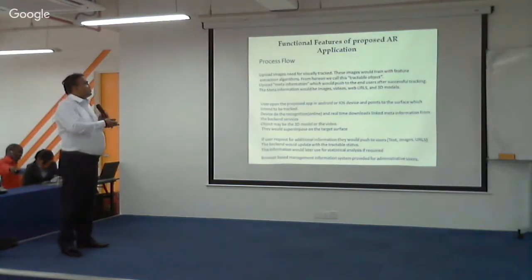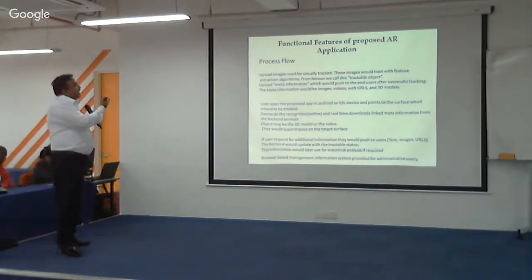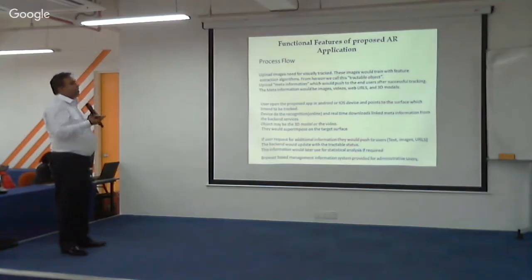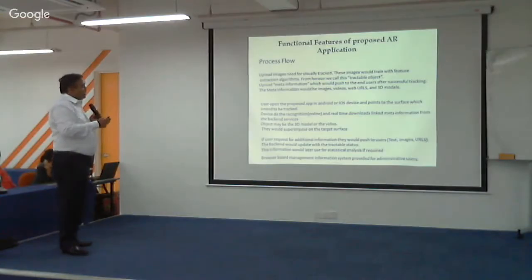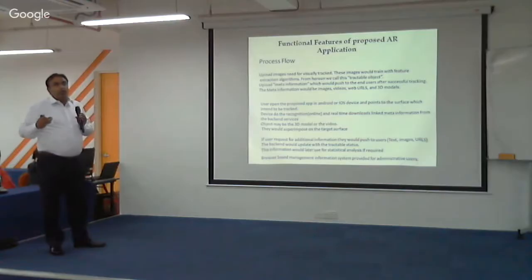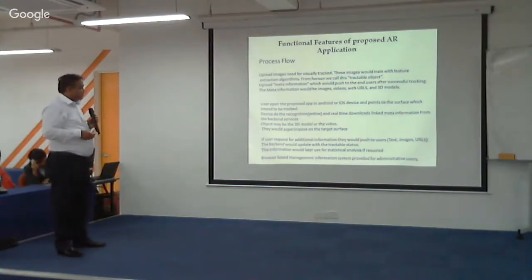These are the functional features of the proposed AR application. As I explained, you upload the images that need to be visually tracked. These images are trained with feature extraction algorithms, and from then on this is called a trackable object. Then you upload meta information, meaning the information related to the object. On the user's side, the user opens the proposed app, Android or iOS, recognizes the image, and the relevant bound video or document is displayed with that image.